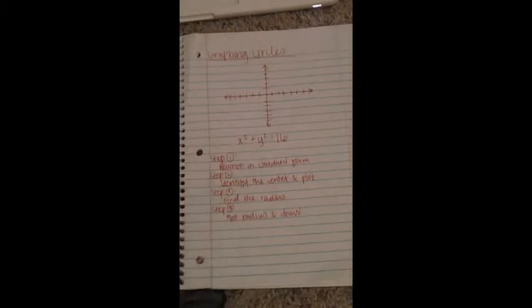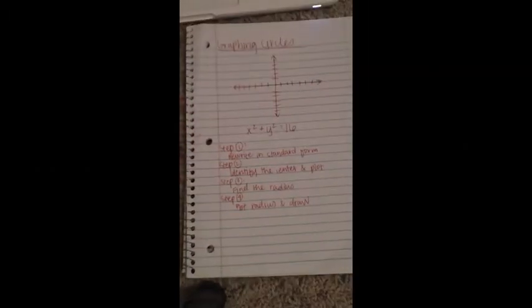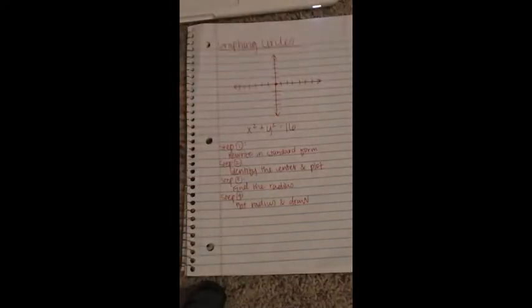So we have to know if there are any h and k values. In this case there aren't, because we know that for circles centered at the origin, the equation is x squared plus y squared. So our center is going to be 0, 0, which is the origin. So you plot that. And then step 3 is to find the radius.